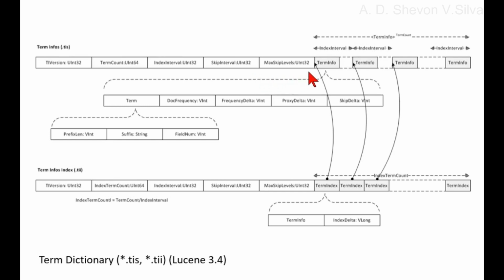Max skip levels is the maximum number of skip levels stored for each term in the .frq file. A low value results in smaller indexes but less acceleration. A larger value results in slightly larger indexes but greater acceleration. See the format of the .frq file for more information about skip levels.